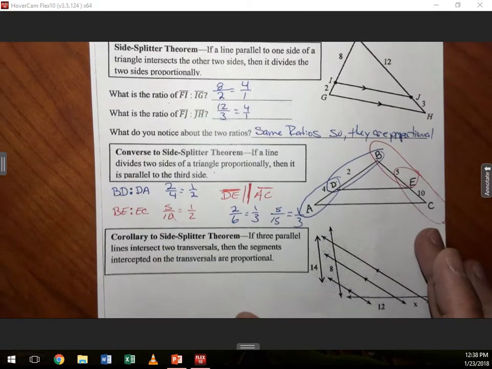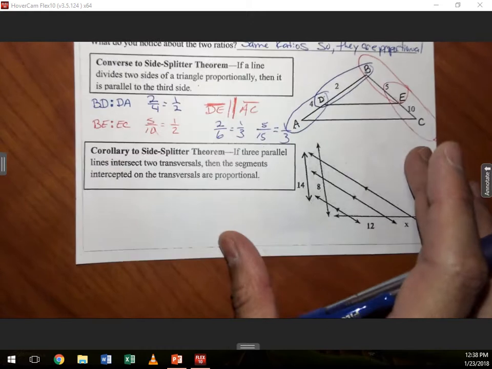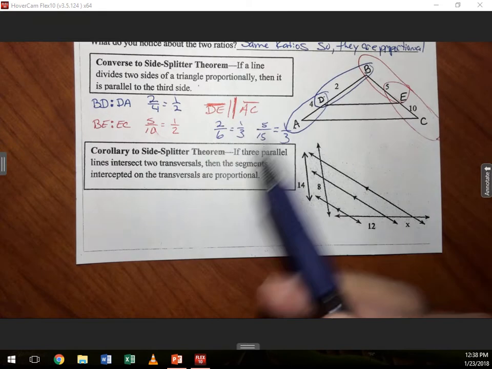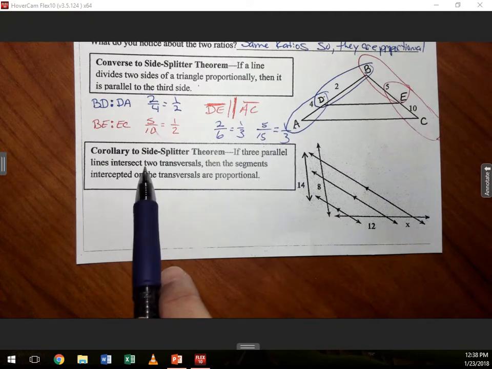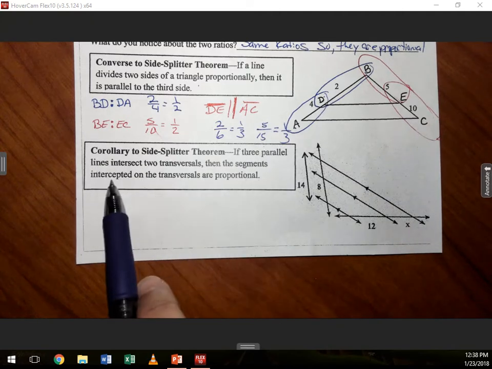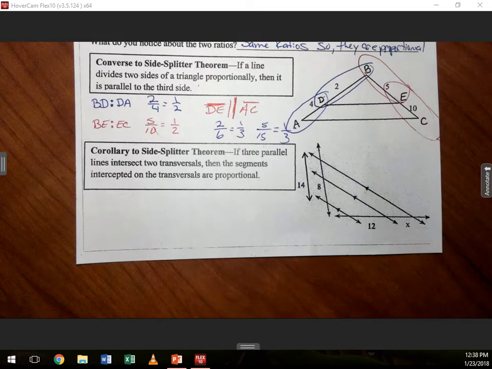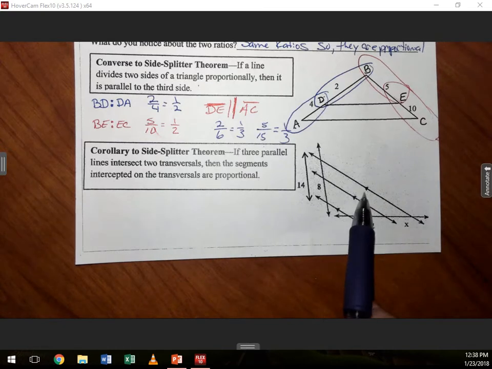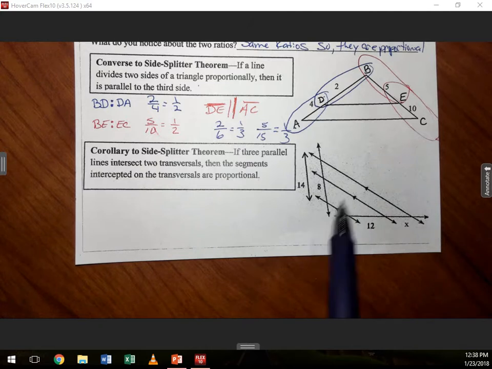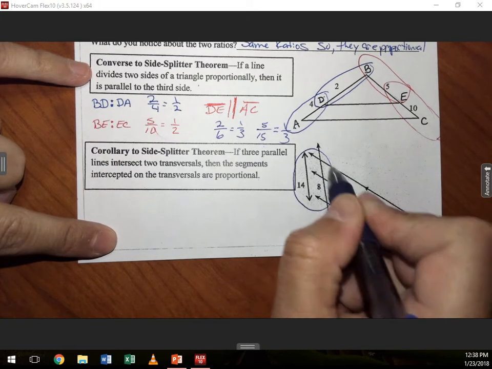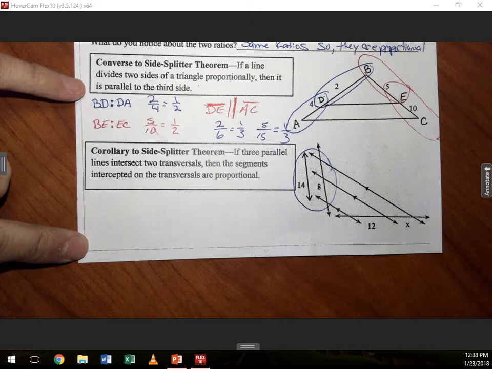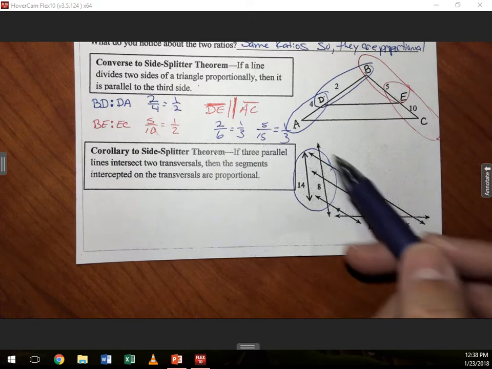All right, so let's take a look at doing some actual numbers on this. So for this one right here, if 3 parallel lines intersect 2 transversals, then the segments intercepted by the transversals are proportional. Okay, these are the arrows signifying that these 3 lines are parallel. So these lines are parallel. That's important. Now, how would I set up this side right here?